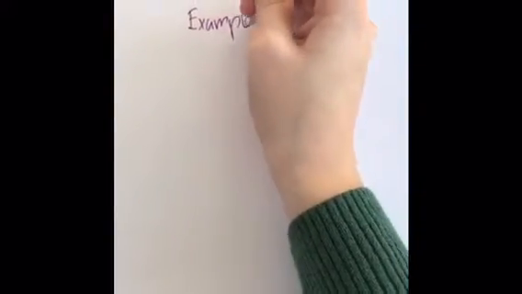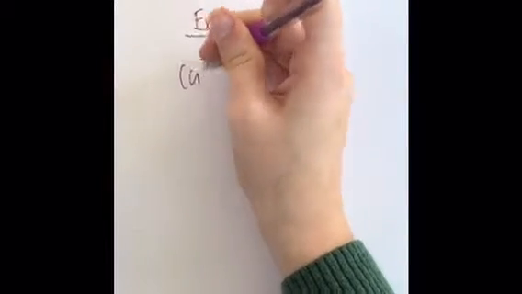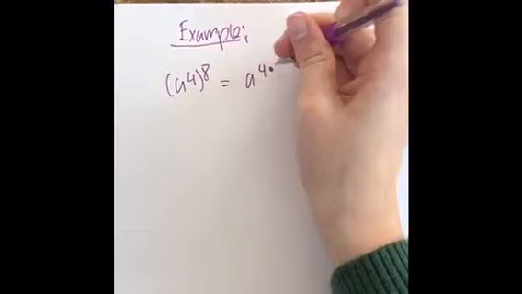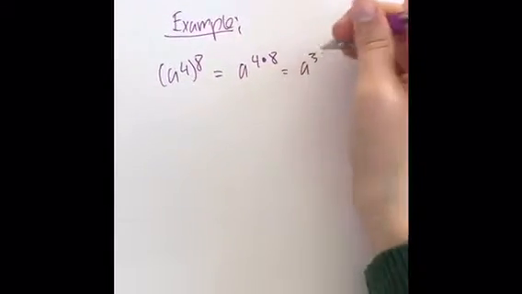So a good example for this rule is a to the 4th power to the exponent 8. So you'd simply multiply the exponents 4 and 8 to get a to the 32nd power.